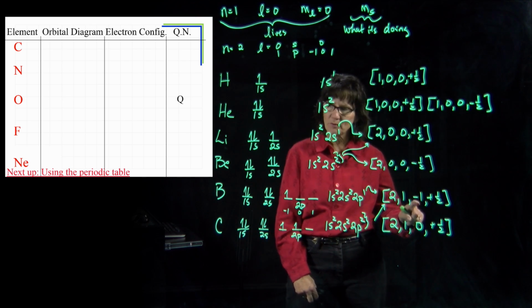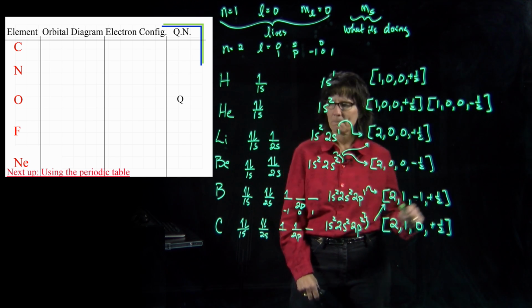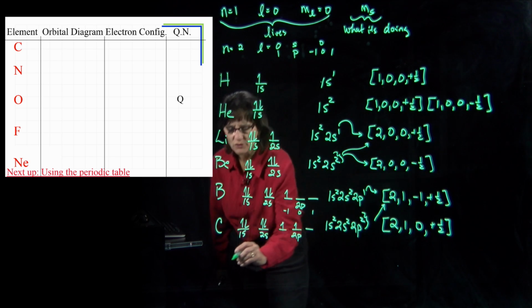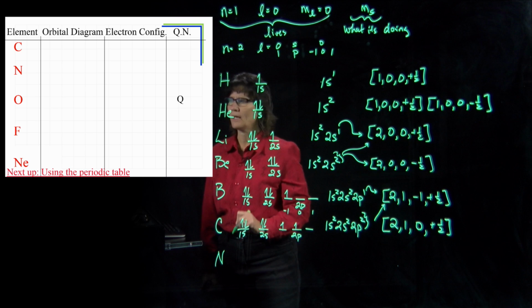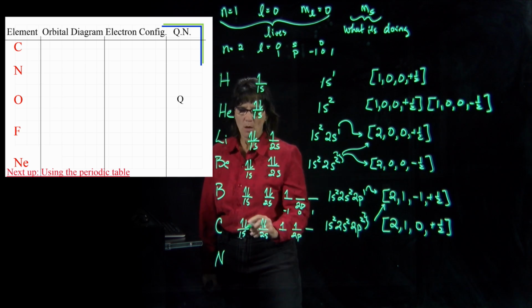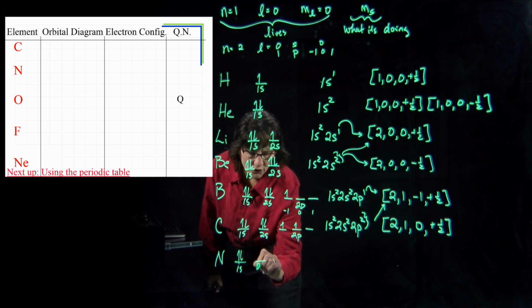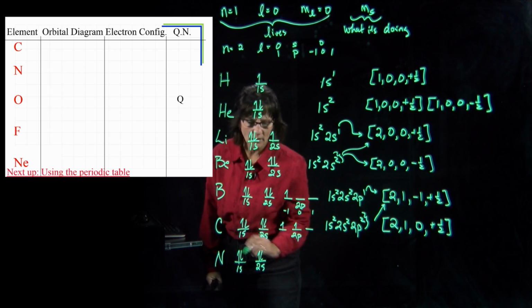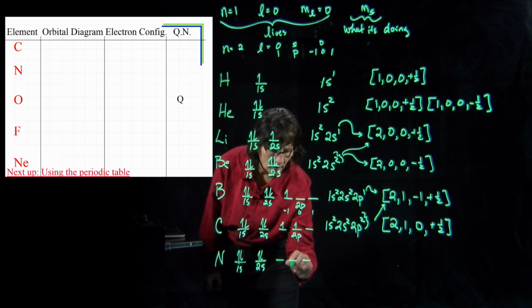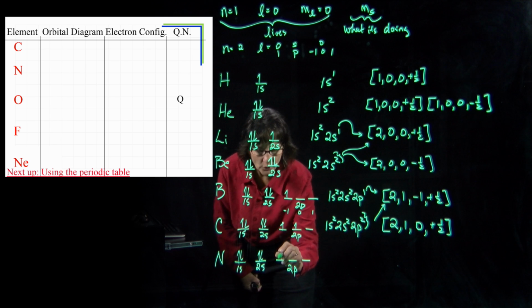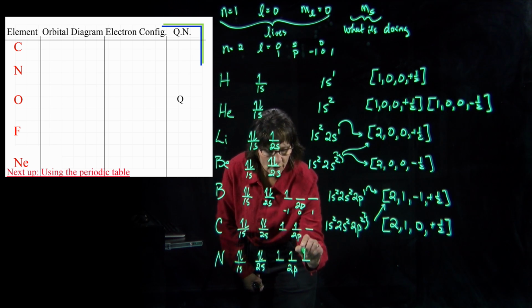It's in a different orbital from the first one, but it's spinning in the same direction. So let's go to nitrogen next. Okay, for nitrogen, we have the 1s with its 2 electrons, the 2s with its 2 electrons. We go to the 2p, and with the 2p, we do 1, 2, 3.